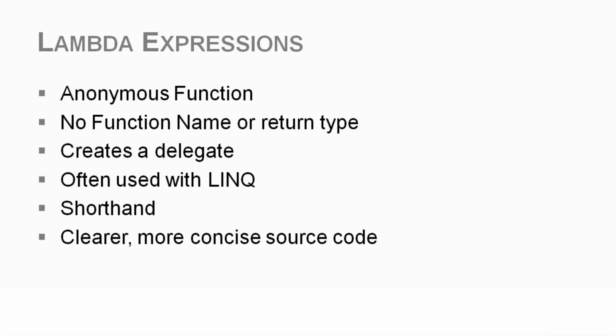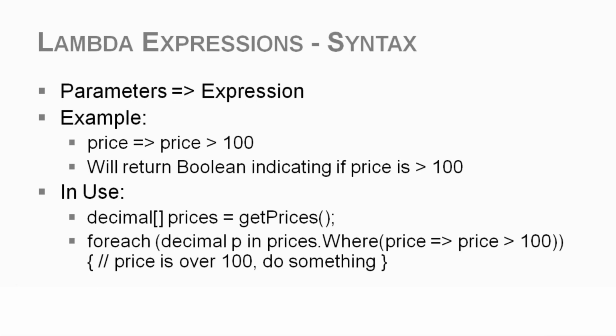It basically gives you a shorthand way of making an expression for the query, and that allows your code to be a bit clearer and more concise, as long as you understand what a Lambda expression is. The format's really simple. You have parameters on the left side and an expression on the right side of an arrow operator. For example, we have our price parameter on the left side of an arrow operator, and the expression is price greater than 100. So this is going to return a Boolean indicating whether our price is greater than 100. And we can use that within a LINQ query as part of a where clause.